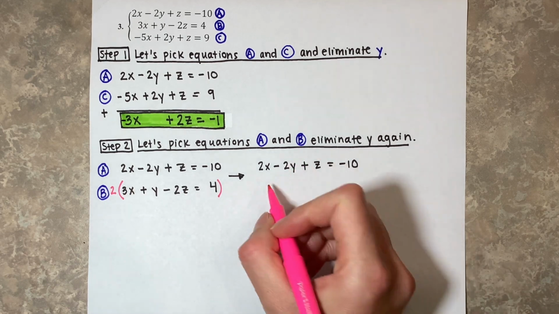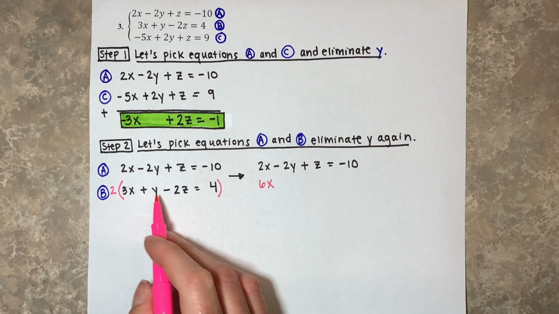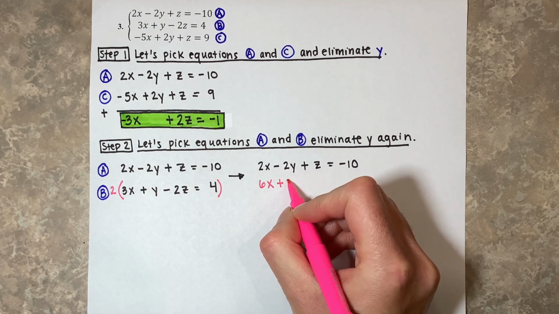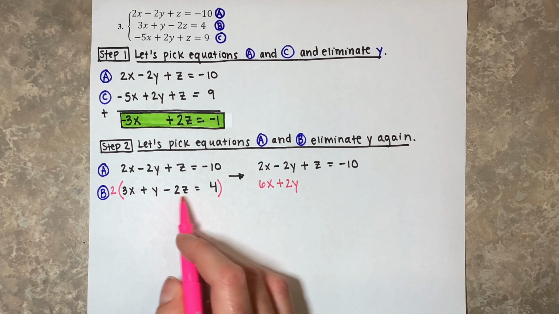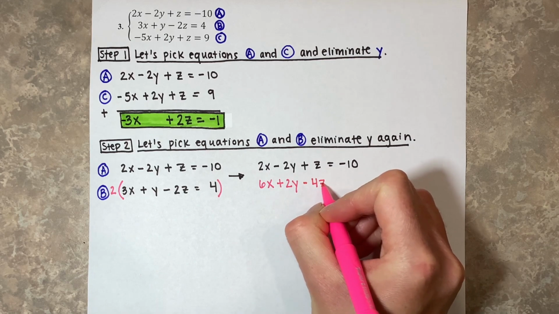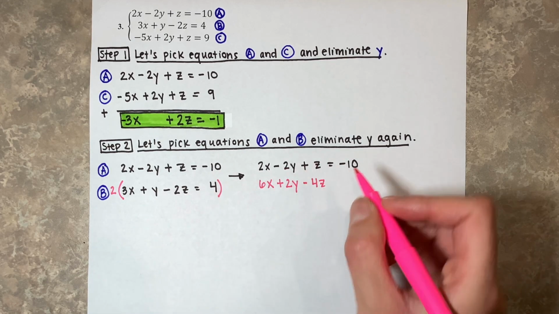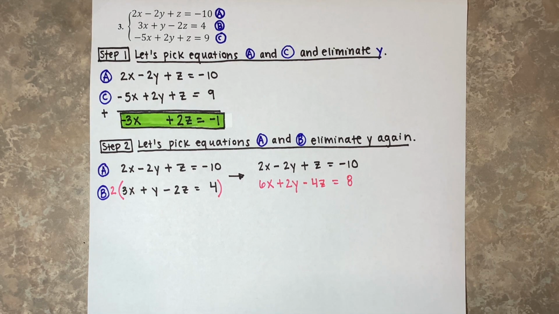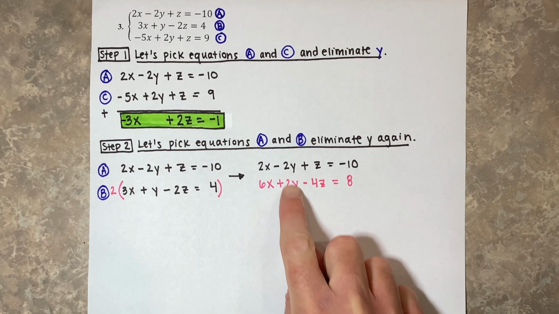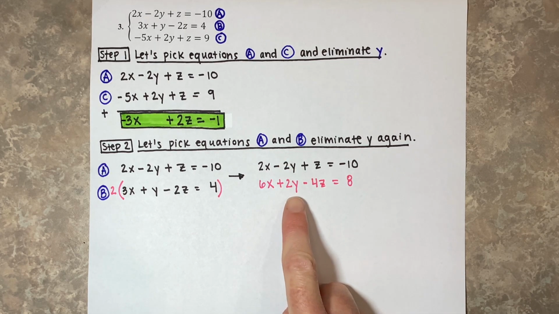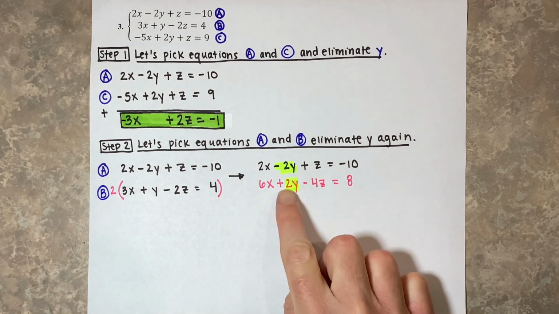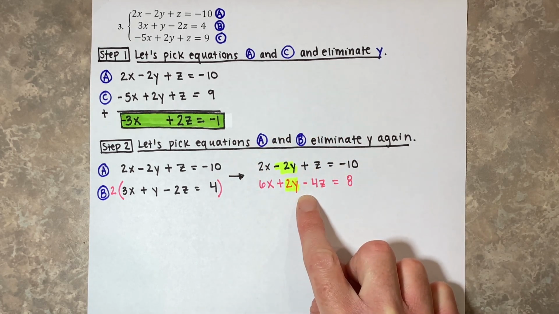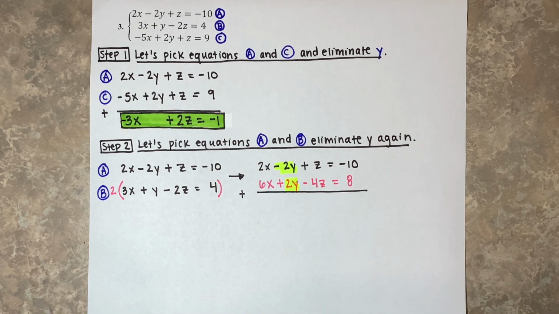2 times 3x will give us 6x, 2 times y will give us a positive 2y, 2 times negative 2z will give us negative 4z, and 2 times 4 will give us 8. Now, we are on the right track because we wanted to eliminate y in step 2, and we see here that the y's have matching but opposite coefficients. So when we add these two equations together, the y's will be eliminated. So let's go ahead and add these two equations together.